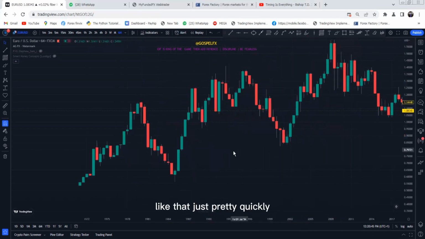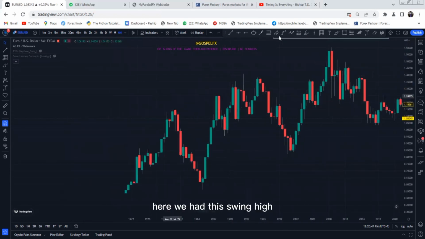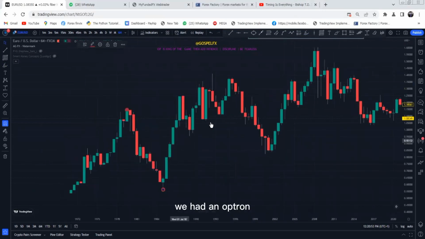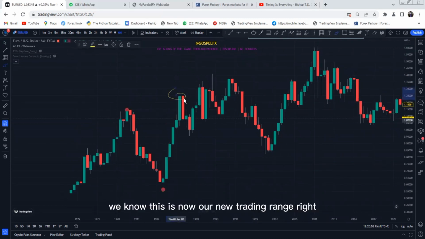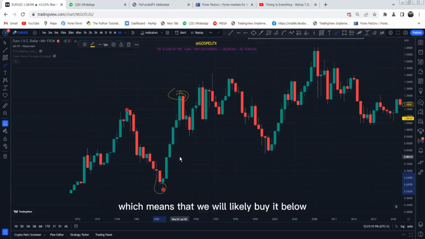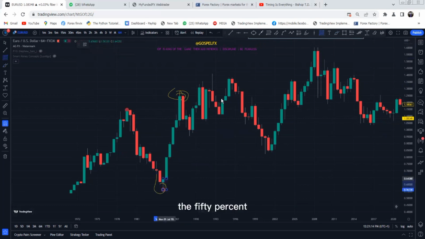Just pretty quickly, for example, here we had this swing high, and then this swing low, right? But for now, let's just consider we had an uptrend. Now, when price creates a high like this, we know this is now our new trading range. So for us to make profits in this particular asset, we will want to buy it at a cheaper price, which means that we'll likely buy it below the 50% of the range, okay?